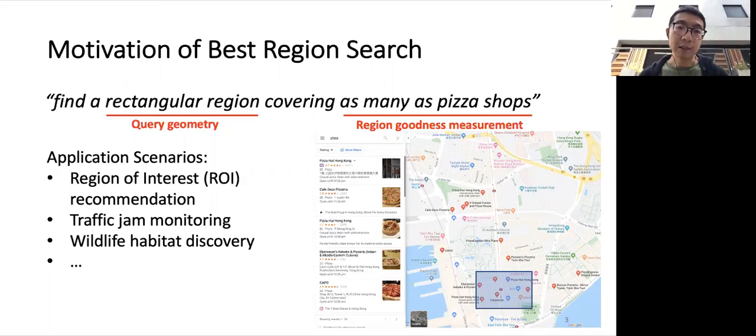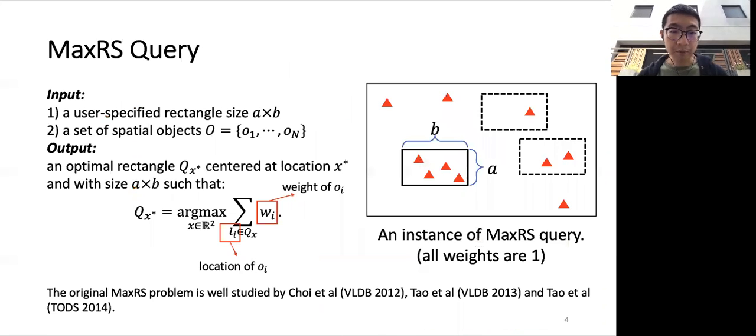From this example, we can summarize two core elements of a ROI query. The first one is the query geometry, and here it is the rectangular region, and the second one is the region goodness measurement, and here it is the number of pizza shops covered by the geometry. The ROI query can be regarded as a generalization of the maximum range sum query, which tries to place a rectangular region of given size to maximize the total sum of covered weights.